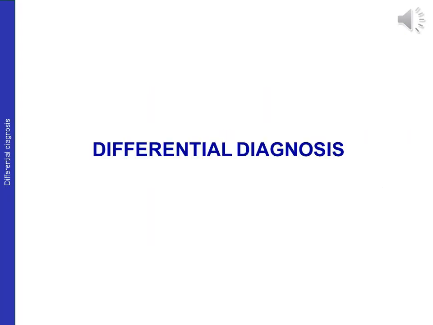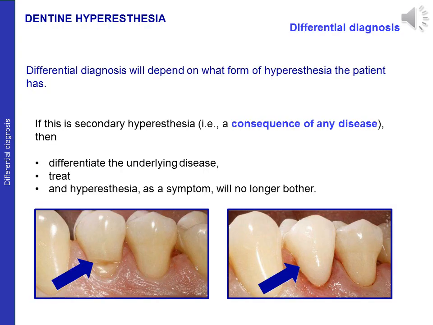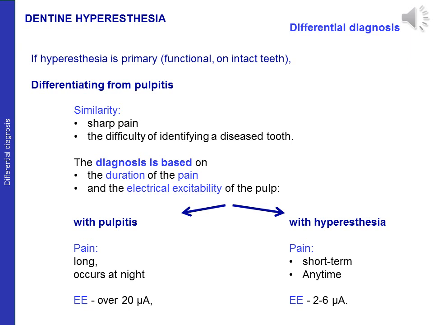Differential diagnosis. Differential diagnosis will depend on what form of hypersensitivity the patient has. If this is secondary hypersensitivity, meaning a consequence of any disease, then differentiate the underlying disease and treat it, and hyperesthesia as a symptom will no longer bother. If hyperesthesia is primary, functional, on intact teeth, differentiate it from pulpitis.